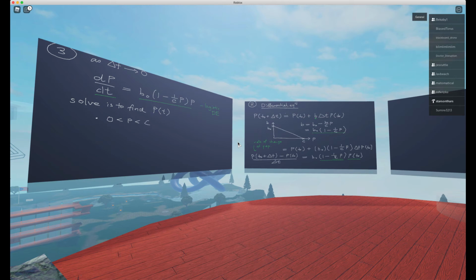then have a look at this term in brackets. If p is less than c, then p divided by c is less than 1, so that term in brackets is positive. The population is positive, so that whole right-hand side is a product of positive numbers, therefore positive, which means that dP/dt is positive. And if the rate of change is positive, then the population is increasing. Okay, so that makes sense. If the population is less than this number c, it will increase. If p is greater than c, then that term in brackets is negative, so the population decreases.